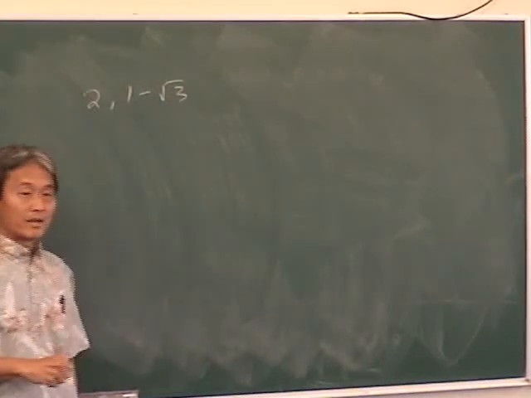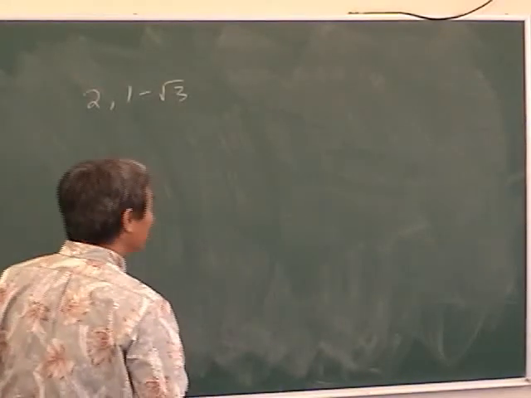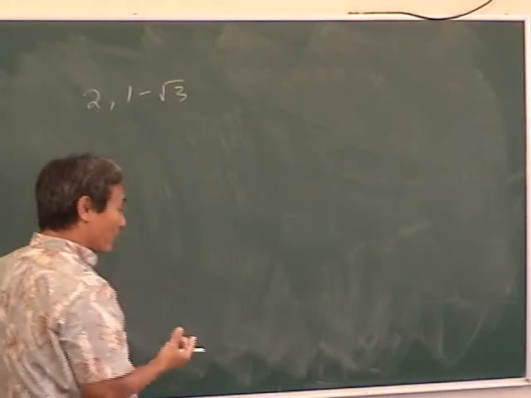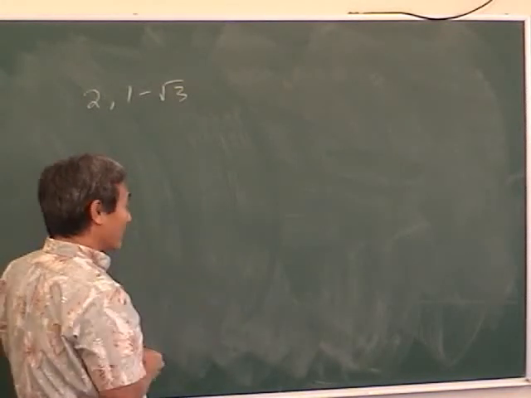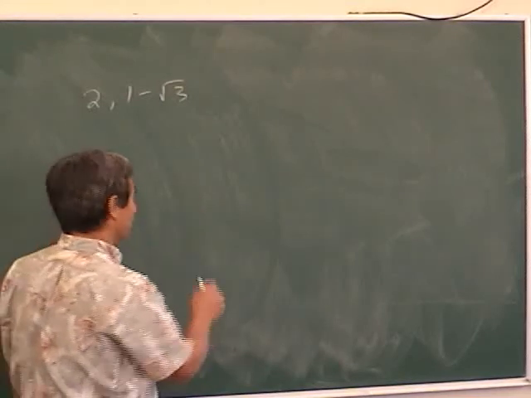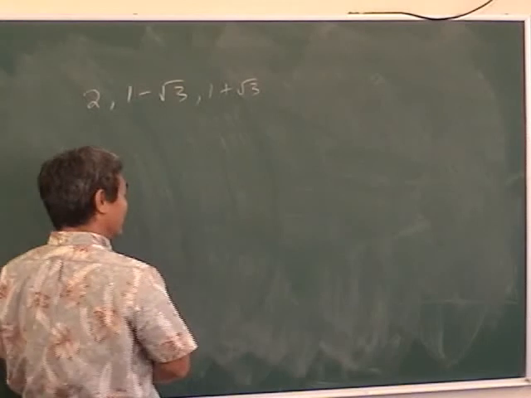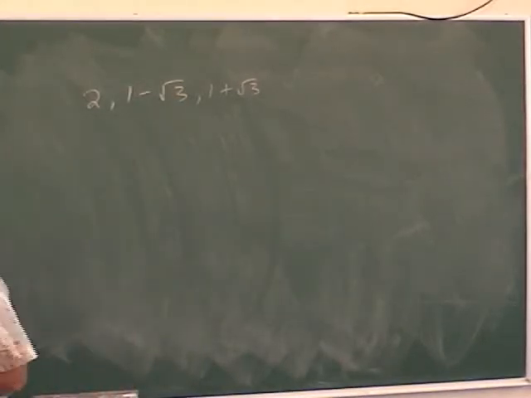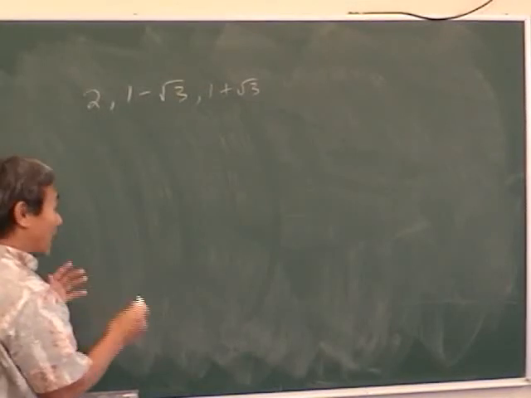Okay, what is the degree of this polynomial going to be? 2. No. If you're going to have integer coefficients, okay, come on. Think about the quadratic formula. If 1 minus radical 3 is a root, what else has to be a root? 1 plus radical 3. Why? Yeah, because that's the only way you can get integer coefficients, right? Also, now we have three roots.